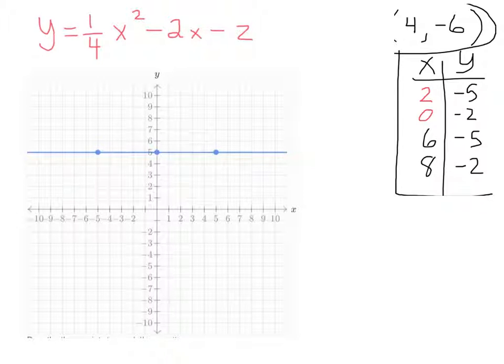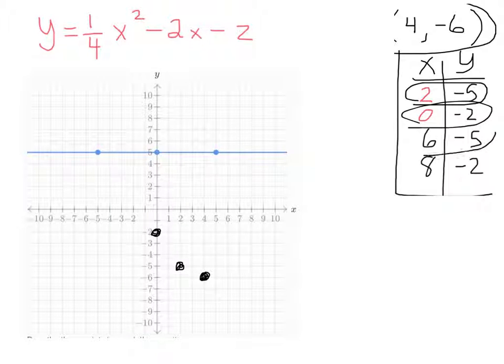So where is the point 4, -6, Latavia? 4, -6. This is 4. And you go down to -6. Good. You can sit down. There's the vertex, 4, -6. Rashaya, now we want to graph 2, -5. Where would that be? Good. 2, -5 is right there. Deja, now we want to graph 0, -2. Where is that? Good. So you go 0 left and right and down 2. So there's 0, -2.